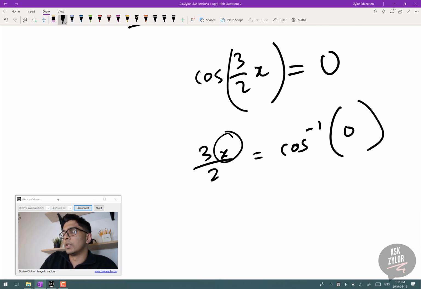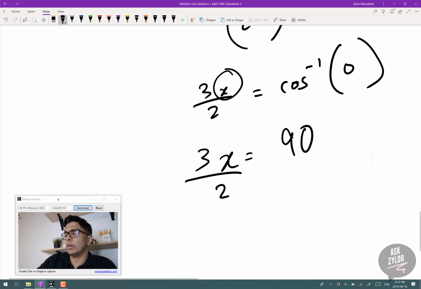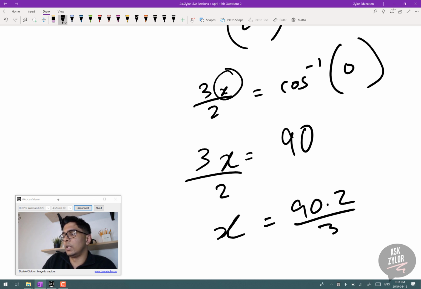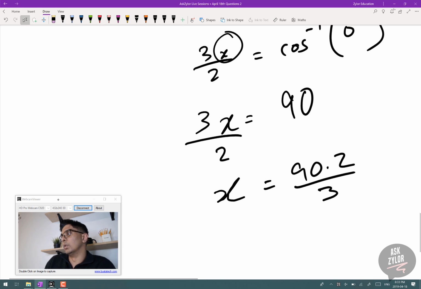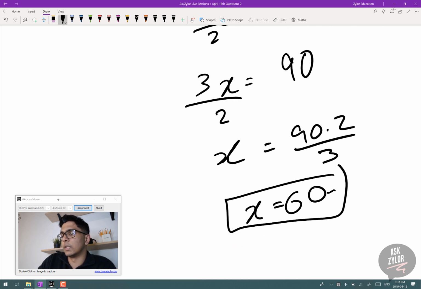Right? So x could be cos inverse 0, which would be 90. So you had 3 over 2 on this side, which leaves you with x is equal to 90 times 2 over 3. In other words, it's just going to be x is equal to 60. Right? So the units are going to be 60 seconds. And my answer is 60.